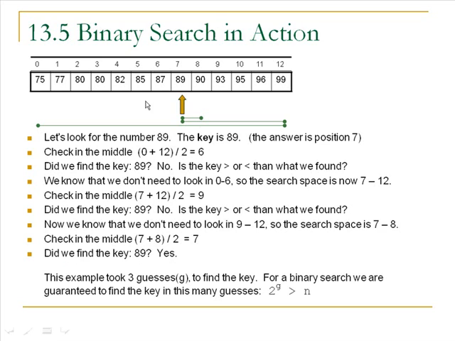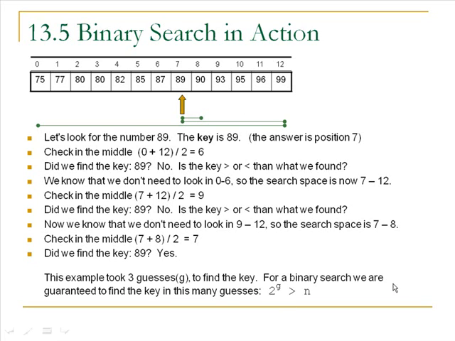Where did we look? We looked at element 6 and we didn't find it there. Then we looked at element 9 and we didn't find it there. We looked at element 7 and we found it there. You might notice that if we had been looking for 90 instead of 89, it would have taken us one more try. We would have had to guess 4 times instead of 3.